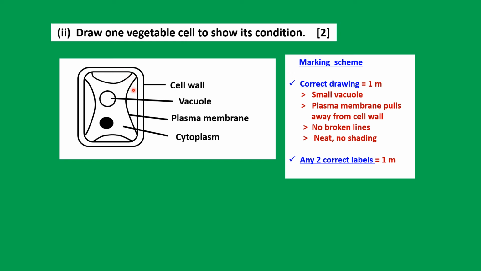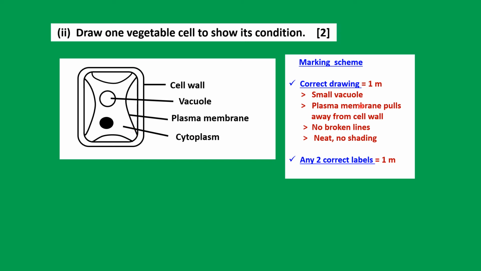The cell wall is still intact and retains its shape because it's rigid, right? But inside, the cytoplasm has shrunk and the vacuole also shrinks, right? So the plasma membrane here will pull away from the cell wall. It's no longer attached or stuck to the cell wall. So the plasma membrane is here, and this is the cytoplasm that has shrunk, right?